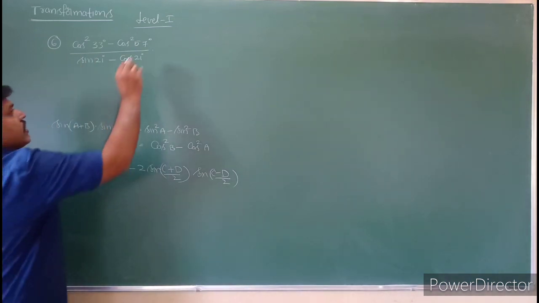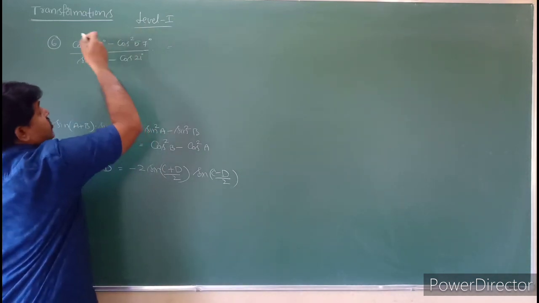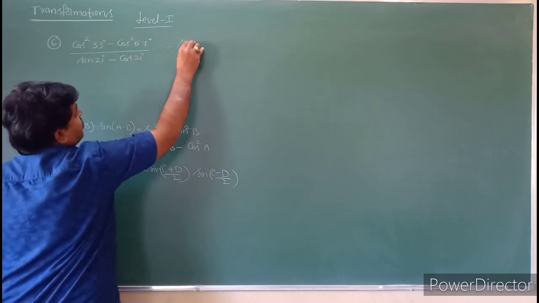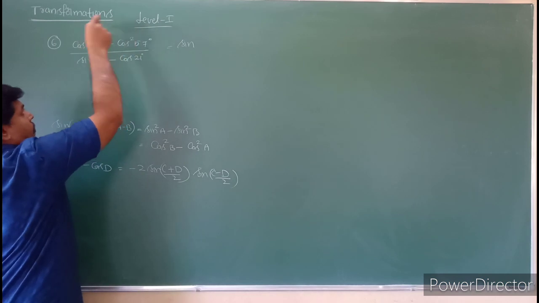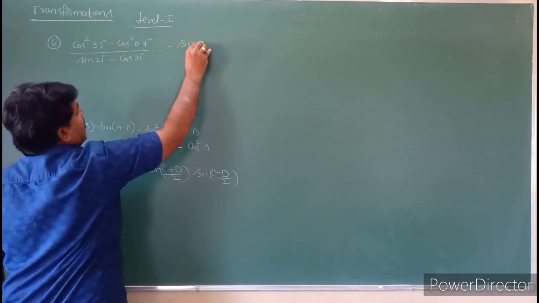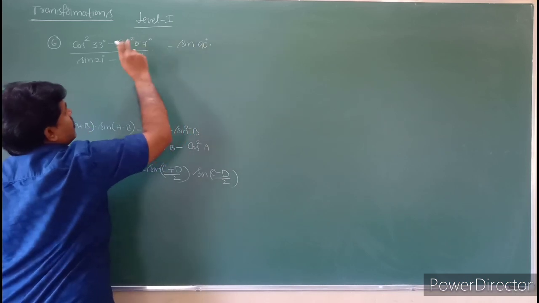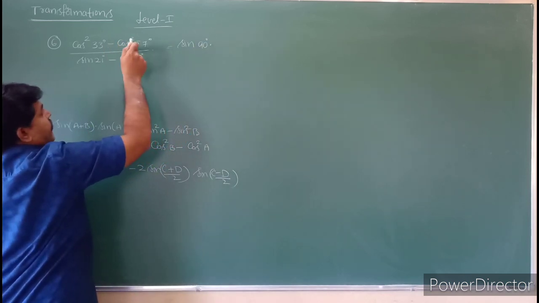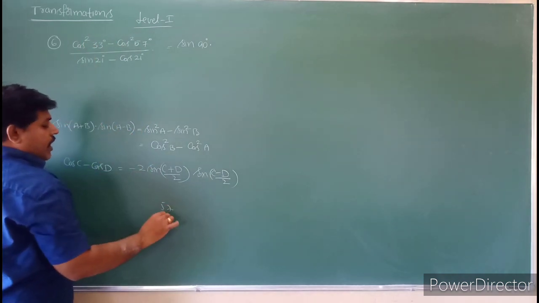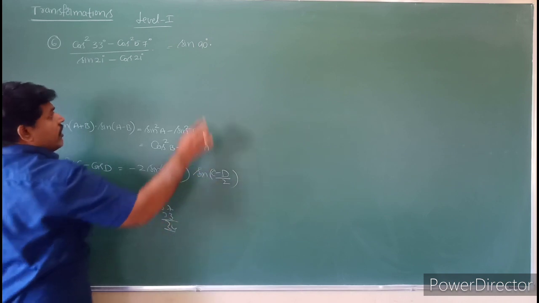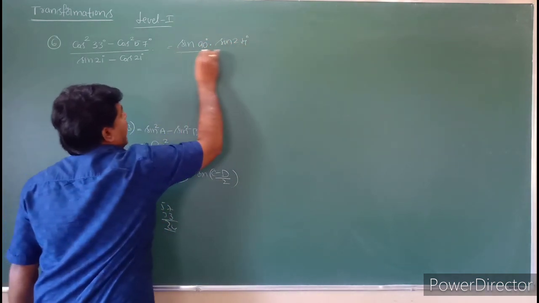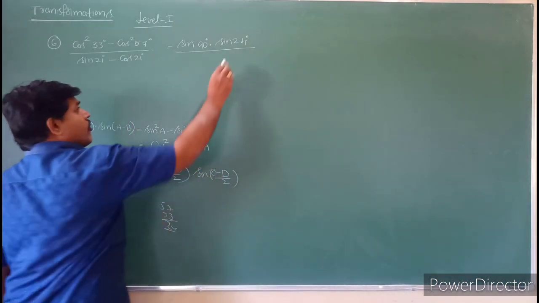Okay. So see this one here, students. So cos square B minus cos square A is nothing but sin of (A plus B), 57 plus 33, so that is sin 90 degrees, into sin of (A minus B), 57 minus 33, which is 24. So that is nothing but sin 90 degrees by sin 24 degrees.